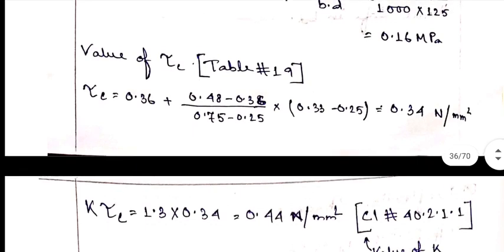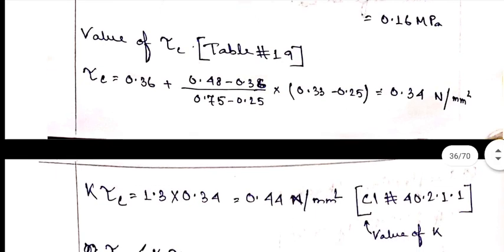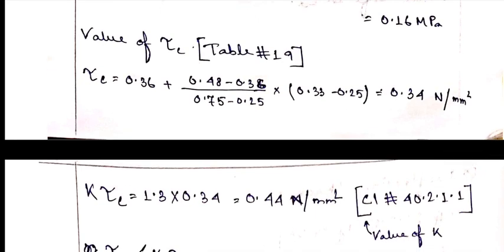Now, in case of a slab, we have to multiply a factor K with the tau C value to find the design shear strength. The K value we can get from clause number 40.2.1.1. So let's check this clause.